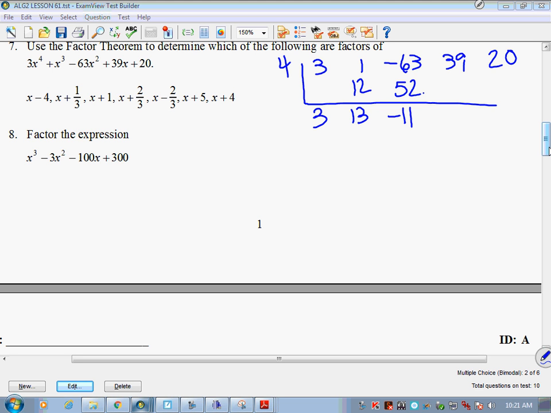What's 4 times negative 11? Negative 44. Negative 44 plus 39. Negative 5. 4 times negative 5. Negative 20 plus 20. 0. Is x minus 4 a factor? Yes. So let's circle that one.